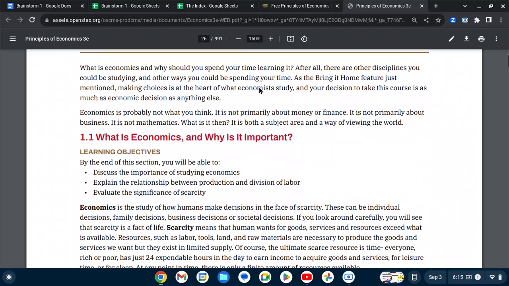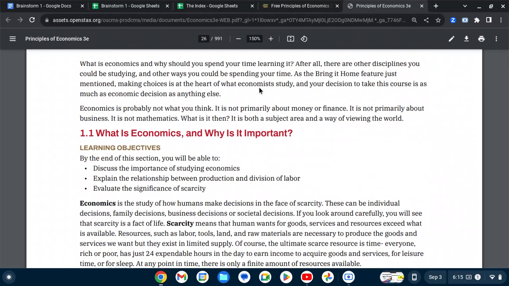What is economics and why should you spend your time learning it? After all, there are other disciplines you could be studying and other ways you could be spending your time. As the Bring It Home feature just mentioned, making choices is at the heart of what economists study, and your decision to take this course is as much an economic decision as anything else.